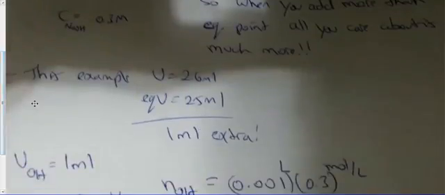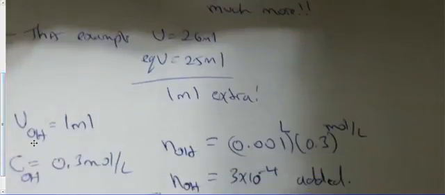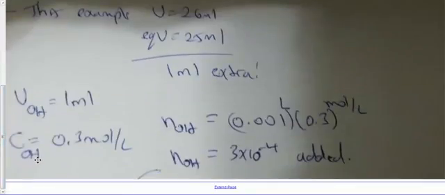Now 1 mL of what are we adding? Well, we're adding base, right? So the volume of OH is equal to 1 mL. What's the concentration? The concentration is 0.3. So how many moles of OH are we adding? That's the first thing you need to calculate. The moles of OH that we're adding, because we're adding strong base, is the volume in liters times the concentration in moles per liter, and it'll give you 3 times 10 to the negative 4.